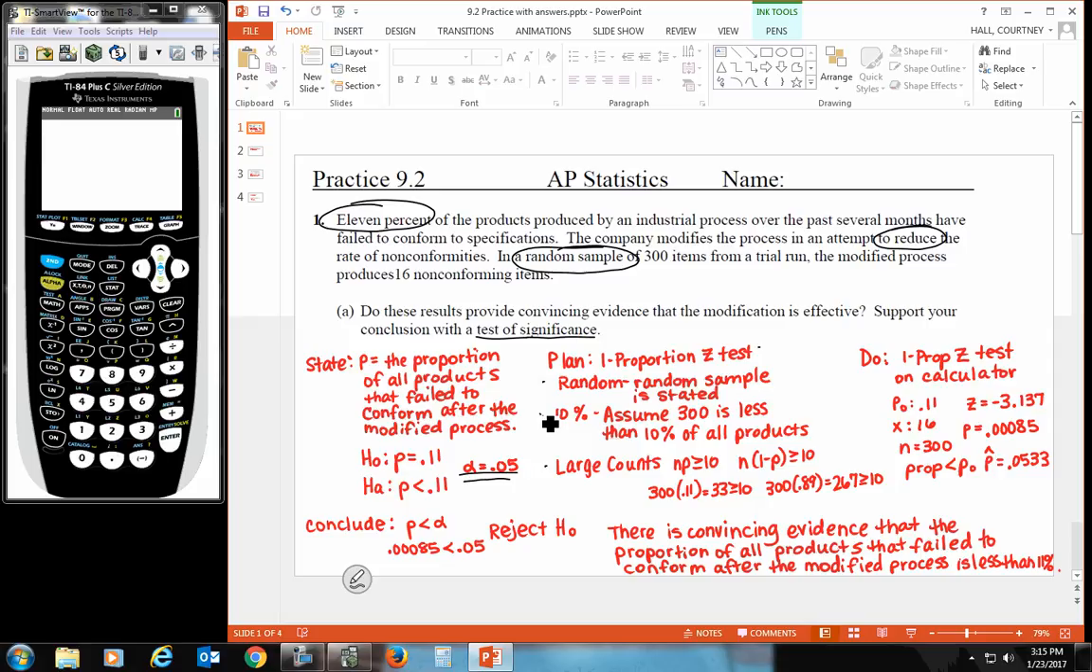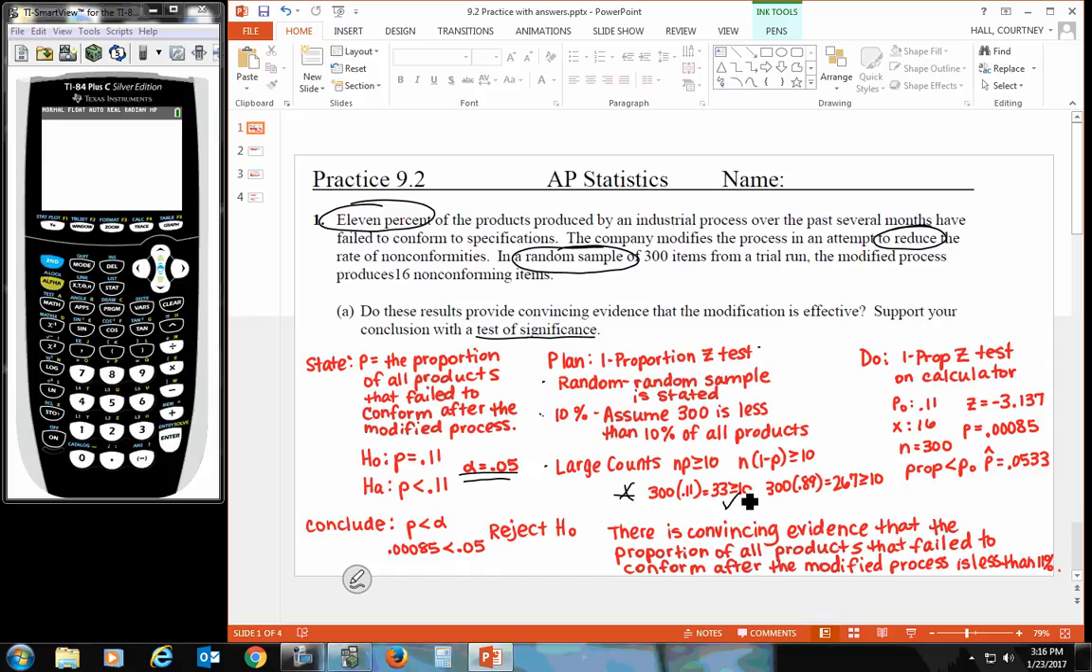So we're going to do np is greater than or equal to 10, and n times 1 minus p is greater than or equal to 10. You have to go the extra step of plugging in the values. Do not stop right there at np. Okay, so we have a sample size of 300. We have a proportion of 11%, so 0.11. 300 times 0.11 is 33, and yes, 33 is greater than or equal to 10.